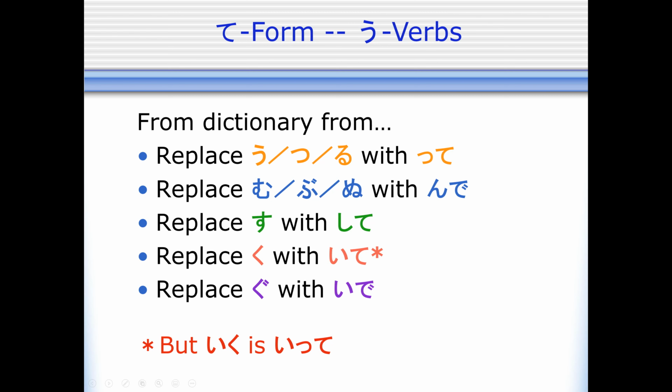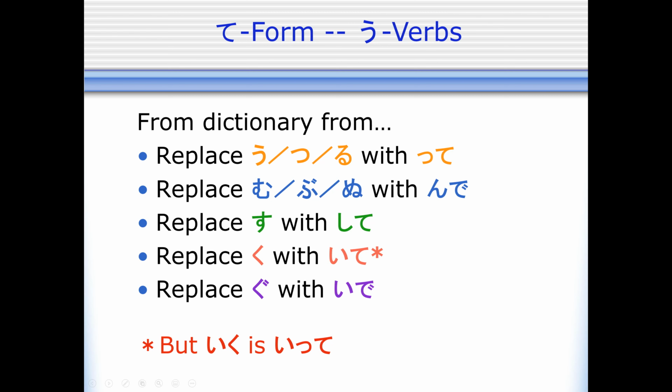If the verb ends in mu, bu, or nu, we are going to get rid of that last syllable and change it to nde. So for example, nomimasu, the short form is nomu. So nomu, we will get rid of the mu and put nde. We get nonde. So nomu, nonde. For bu, we only have one bu so far. It's one of our new verbs from this chapter. Asobu. Asobu will change to asonde.